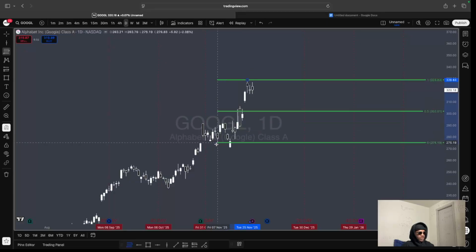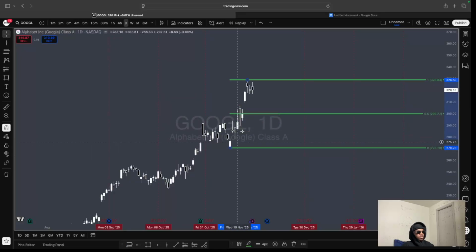What swing lows got taken out, I obviously see this one right here. So Google's in a premium. I don't buy in premiums. I only buy in discounts. And that's just me personally.